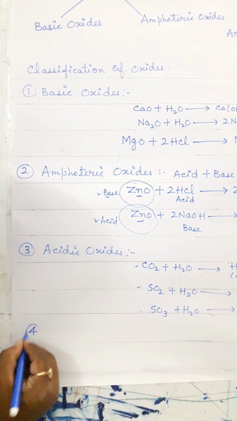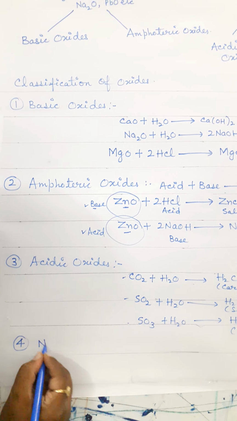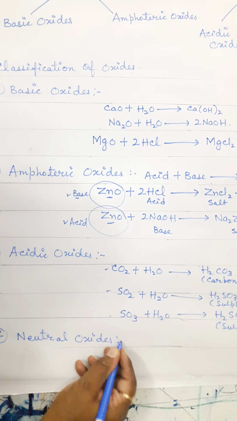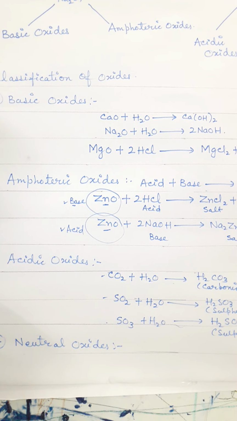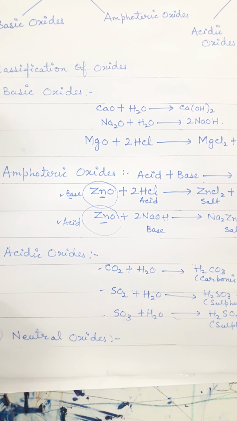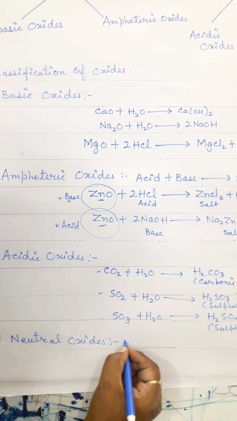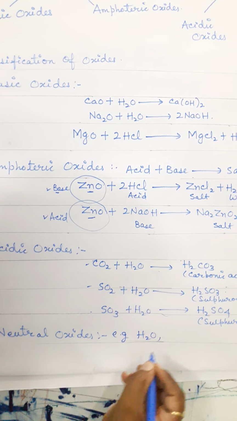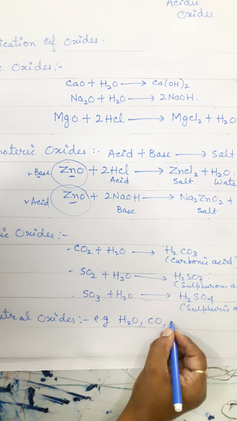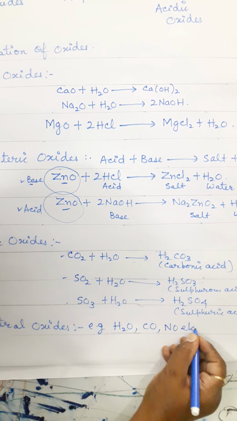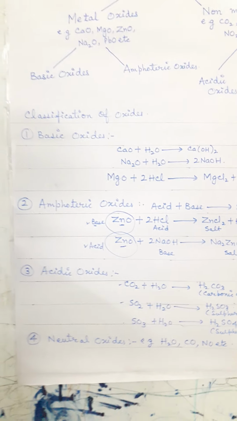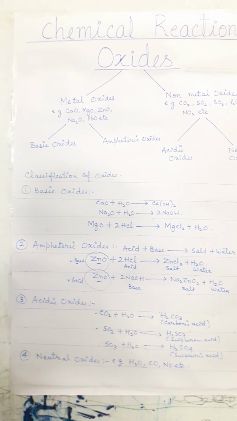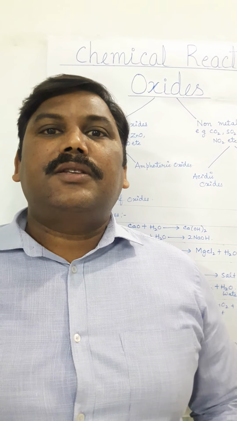Now we'll come to the fourth type of oxides. The fourth type of oxides are neutral oxides. Now neutral oxides are also non-metal oxides which are neither acidic in nature nor basic in nature. So from this we can take examples of neutral oxides: H2O, CO, NO, etc. So from this we can conclude that oxides are of four types: basic oxides, amphoteric oxides, acidic oxides and neutral oxides.